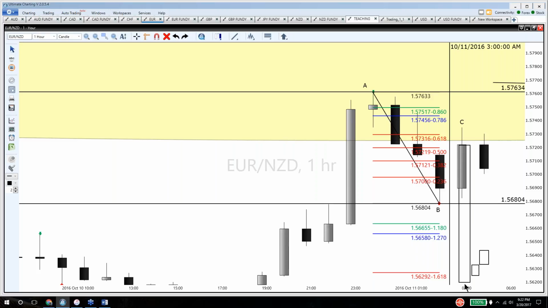This is not something that happens often, but it does satisfy the rules. So if you see it, it is what it is. Okay? C and D can be the same candle.